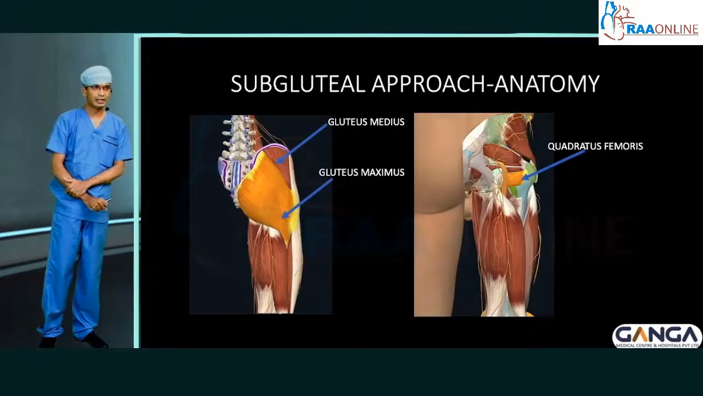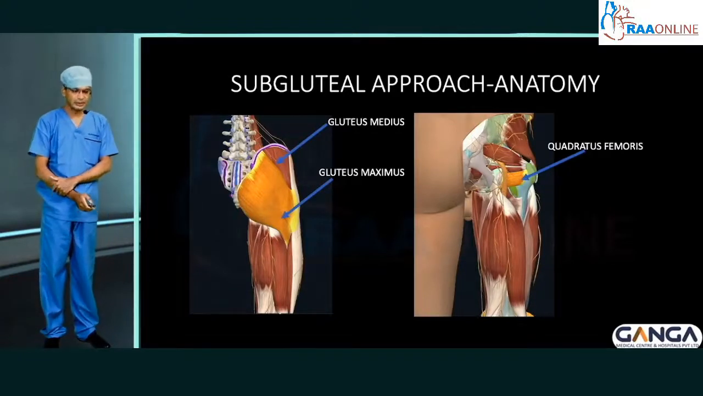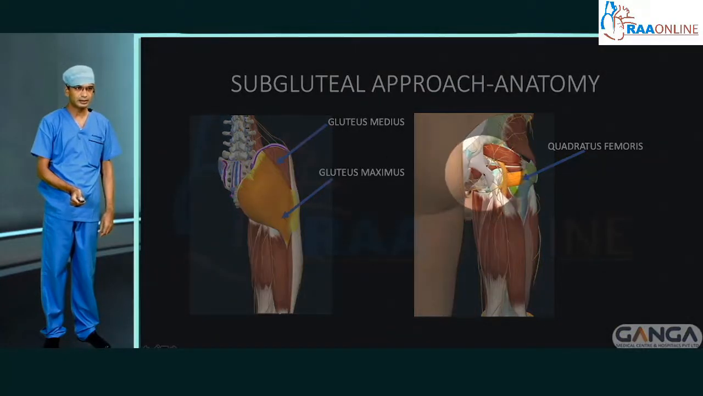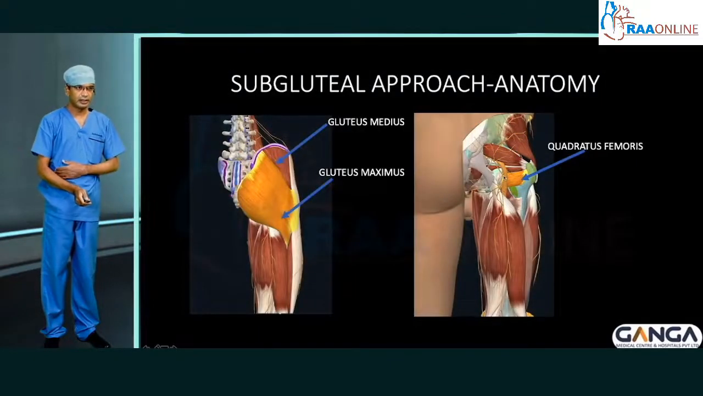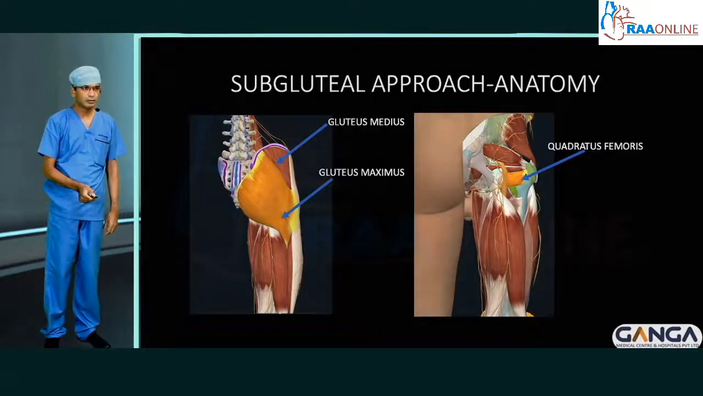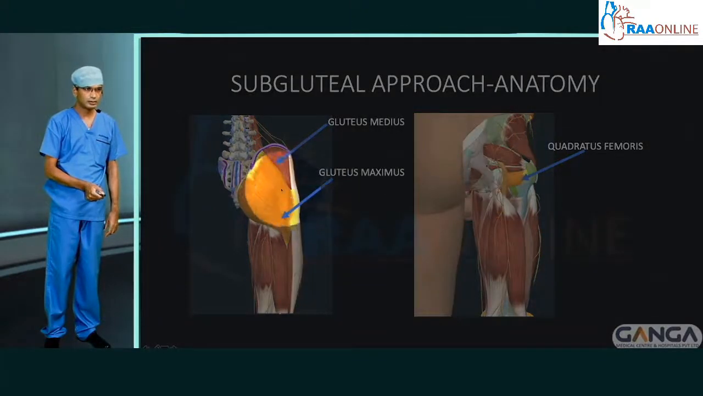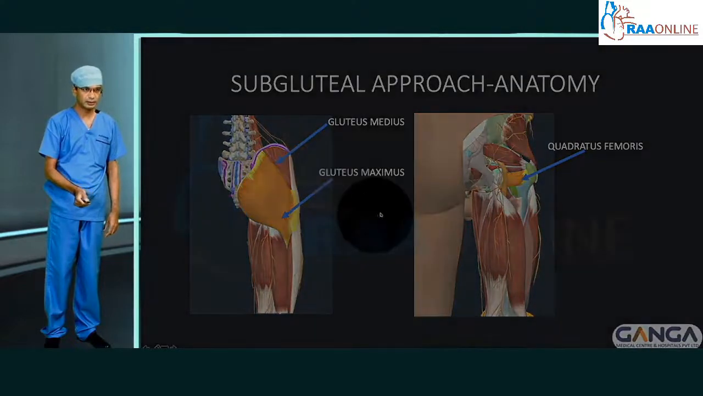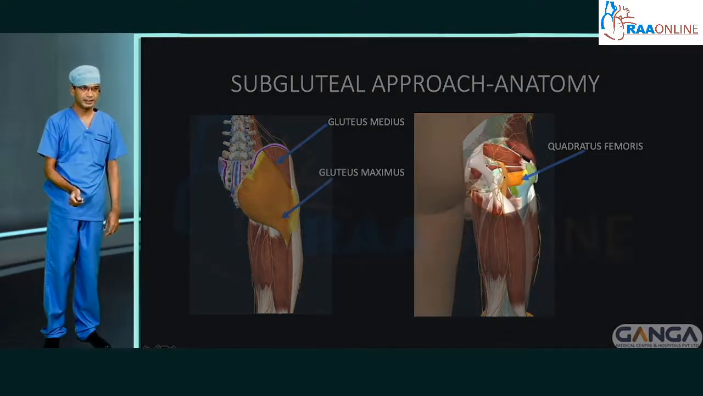Regarding subgluteal approach, especially for a landmark guided technique, we need to understand two bony landmarks, that is medial side ischial tuberosity, lateral side greater trochanter of the femur. While considering the zonal anatomy, one is gluteus maximus, another important muscle is quadratus femoris. Sciatic nerve is situated between gluteus maximus and quadratus femoris.